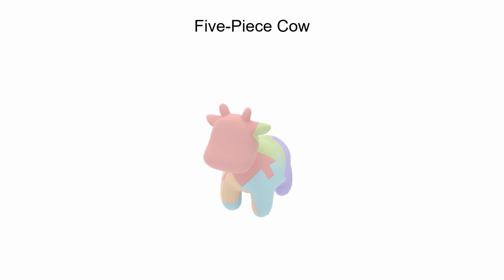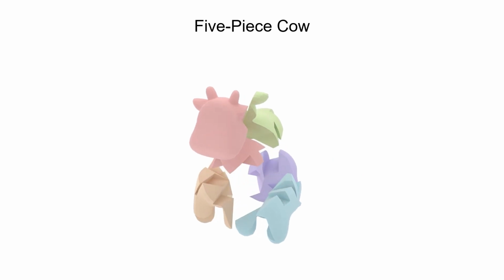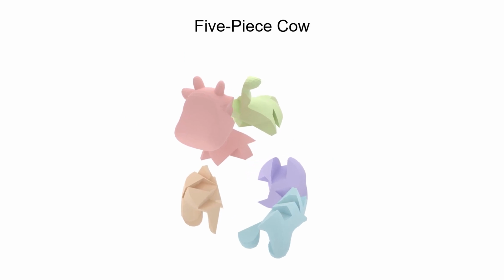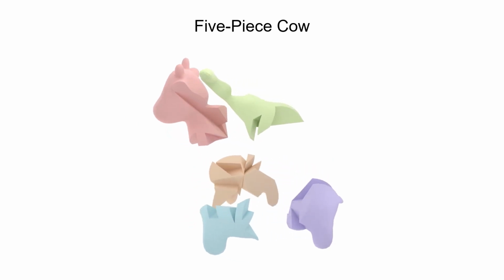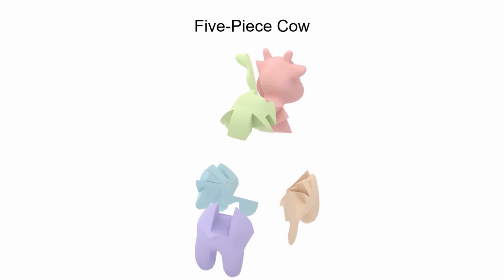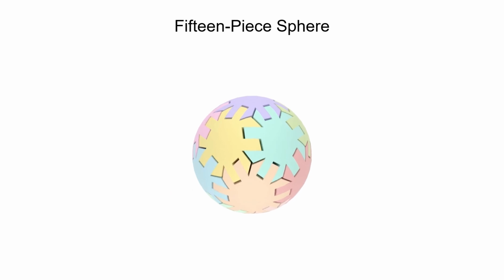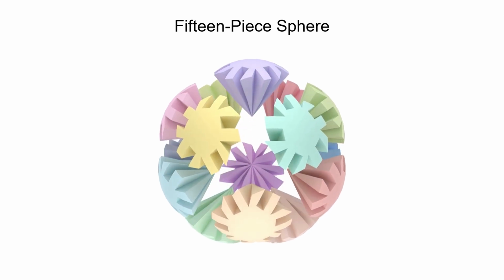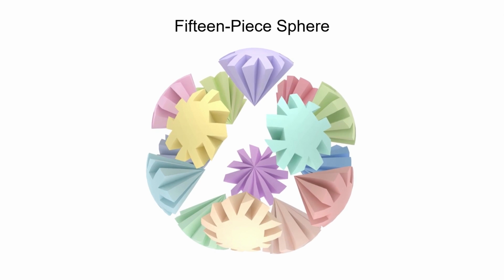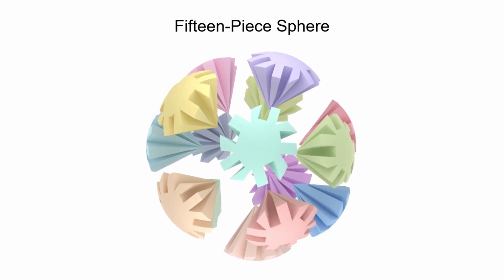We also show a 5-piece cow, demonstrating that our method handles both increased part counts and complex shapes. Finally, this 15-piece sphere demonstrates that our approach scales effectively to a large number of parts.